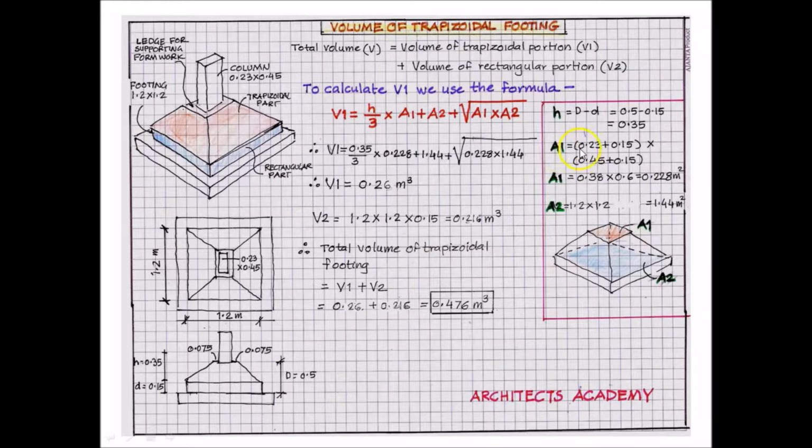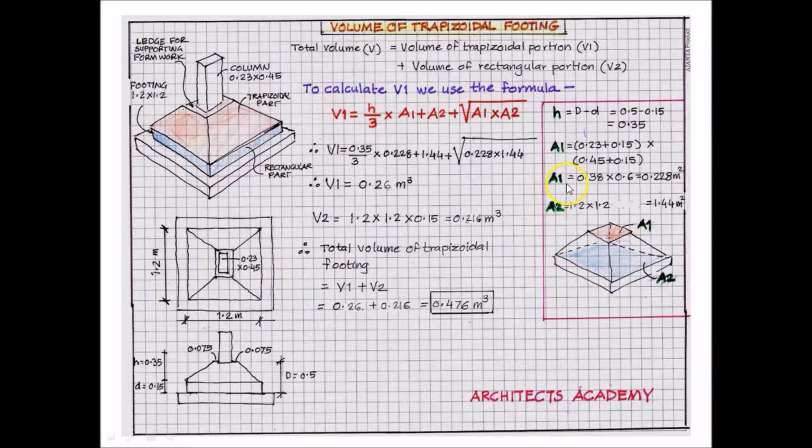So that is what we precisely have done here. A1 is equal to (0.23 plus 0.15) multiplied by (0.45 plus 0.15). So that gives you a total of 0.38 into 0.6, which gives you a value of 0.228 square meters. So this is the area at the top of the footing which has been denoted here.